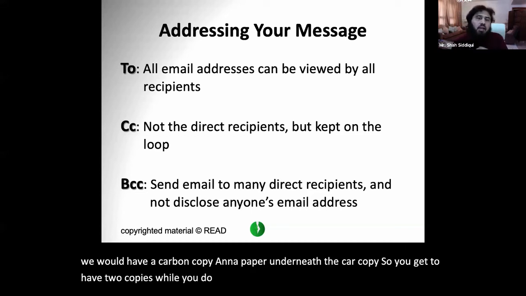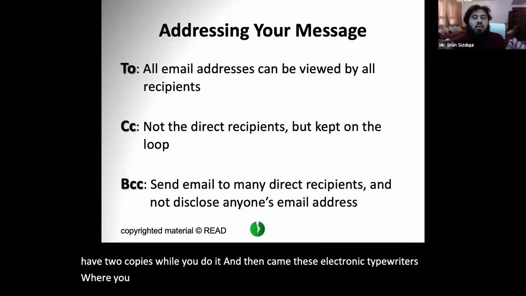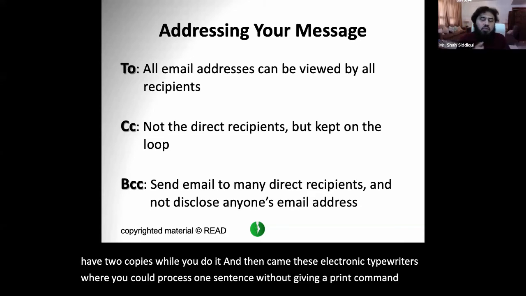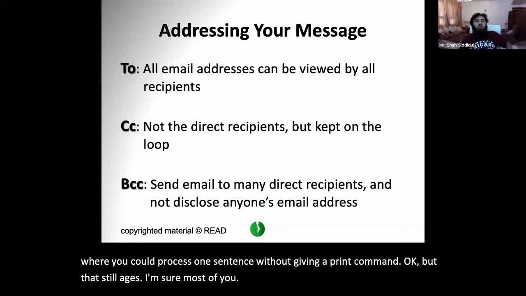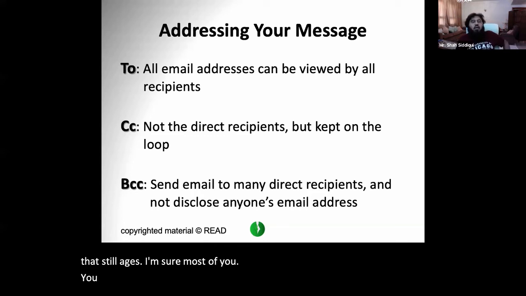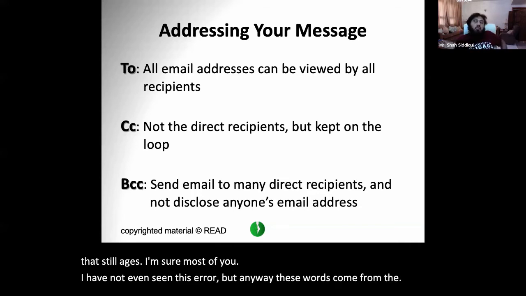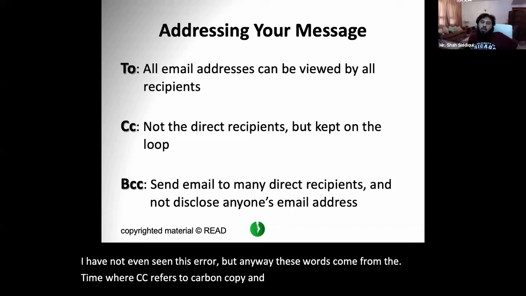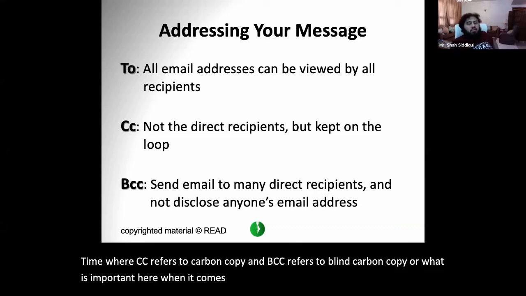And then came electronic typewriters where you could process one sentence without giving a print command. But that's still ages ago. I'm sure most of you have not even seen this era. But anyway, these words come from the time where CC refers to carbon copy and BCC refers to blind carbon copy. But what is important here when it comes to addressing your message?